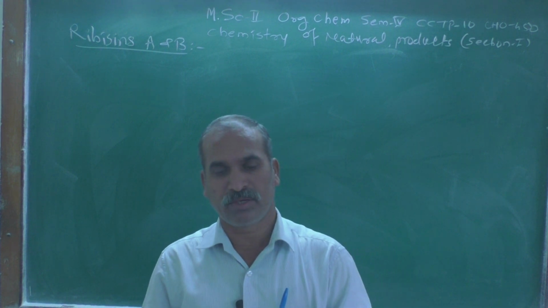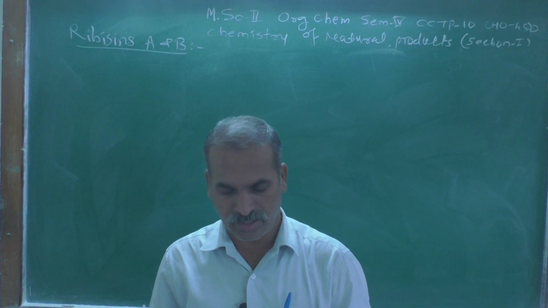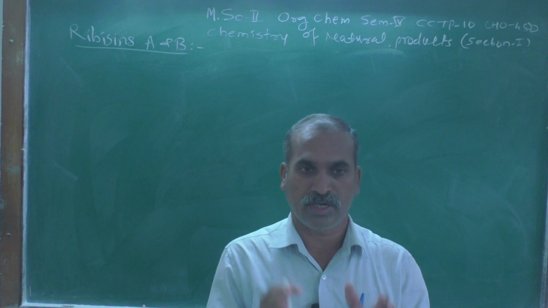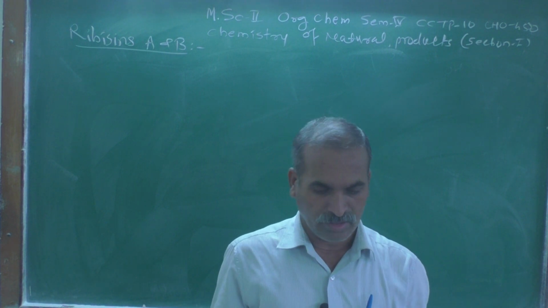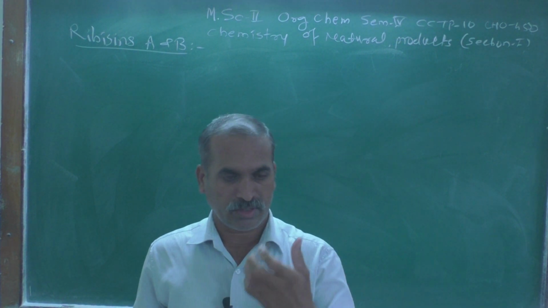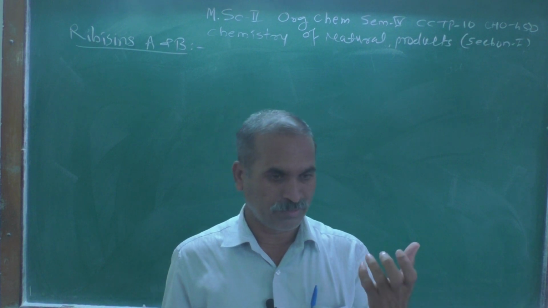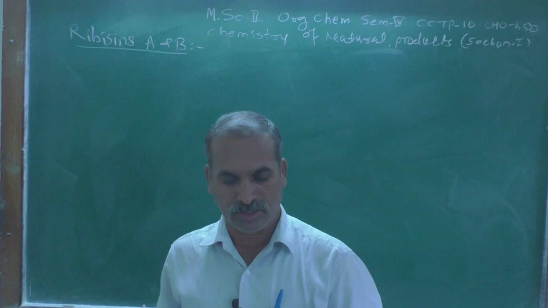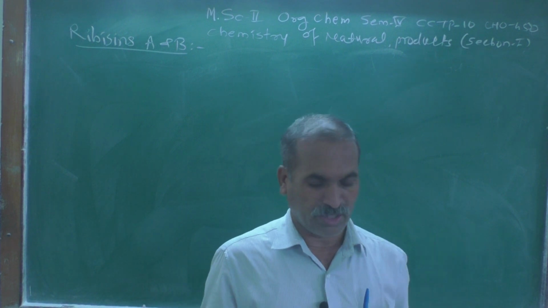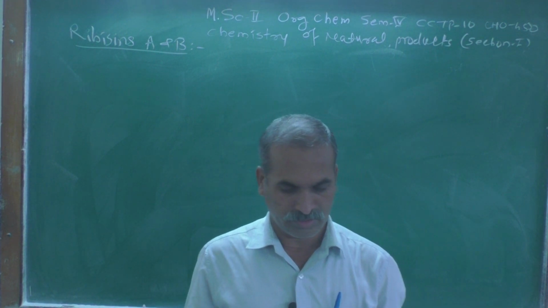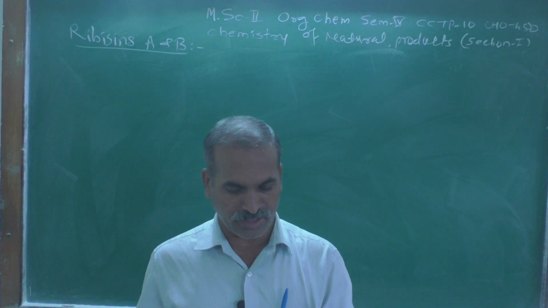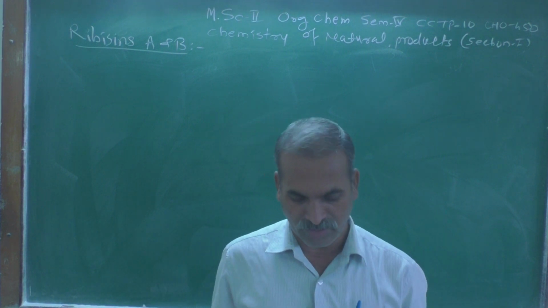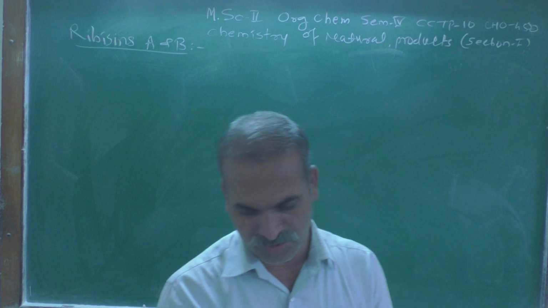Do you remember what we were discussing yesterday? I think yesterday we described scheme number 1 and what will be the precursor or the starting material, what will be the intermediate, and how we got ribosine A and ribosine B that we have described in our previous lectures.